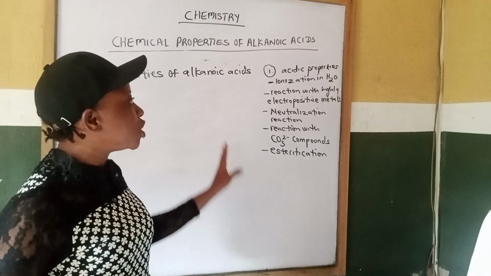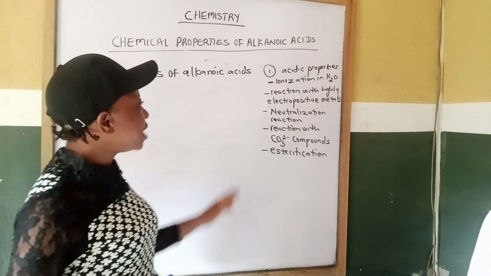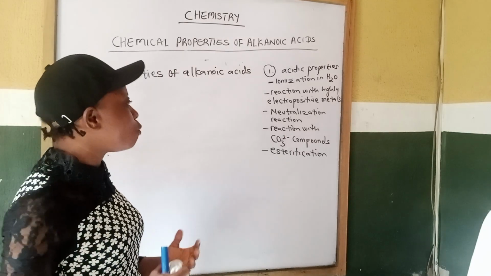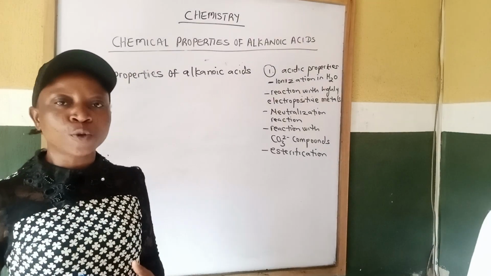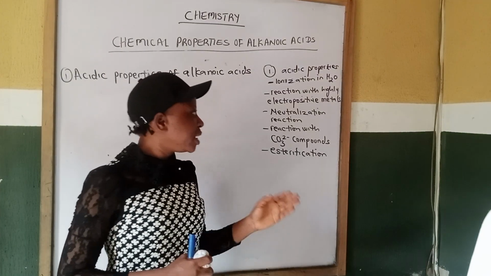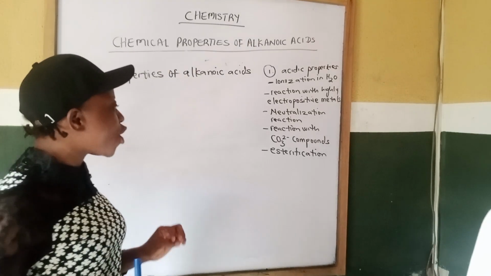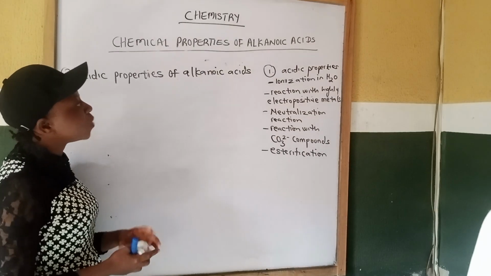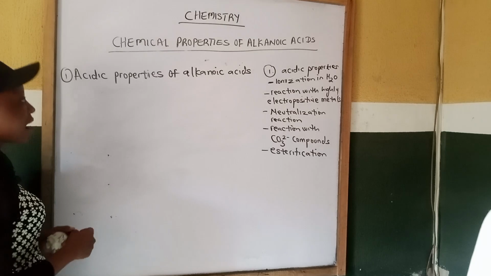So in today's topic, I will discuss the acidic properties of alkanoic acid. Under these acidic properties, we have ionization of alkanoic acid in water. Then we have reaction between alkanoic acid and highly electropositive metals. Then number three, we have neutralization reaction. Then we have reaction between alkanoic acid and trioxocarbonate(IV) compounds. And lastly, we talk about esterification reaction. So let's begin with acidic properties of alkanoic acid.